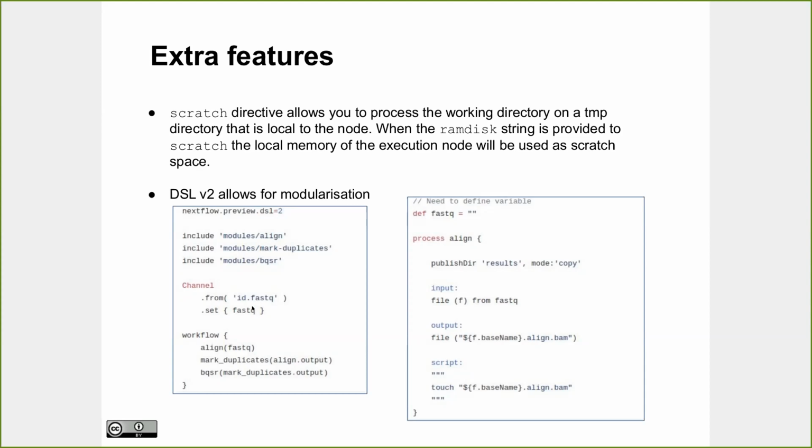It will pull in some FASTQ files. It will process the alignment files, and then the output will be passed on to a mark duplicates module, and that output will then be passed on to a base quality score recalibration module. So it's a very nice additional feature in version 2.